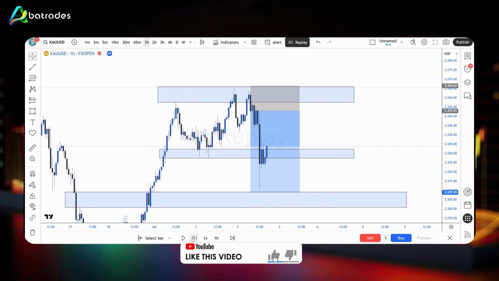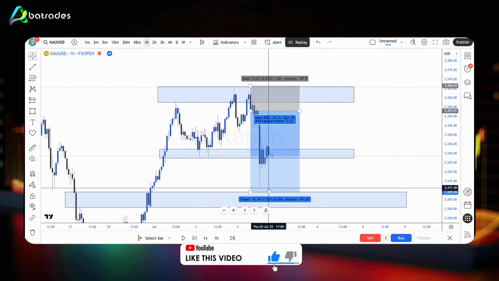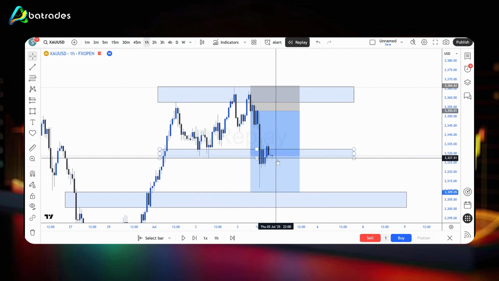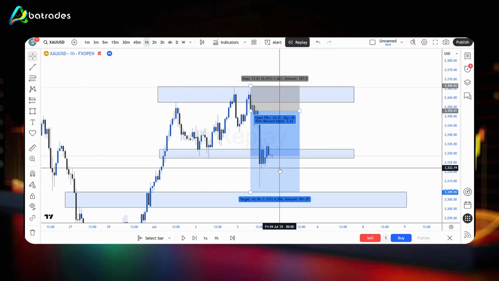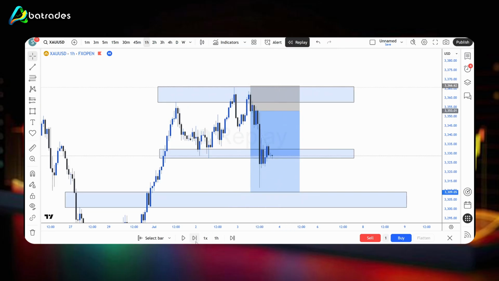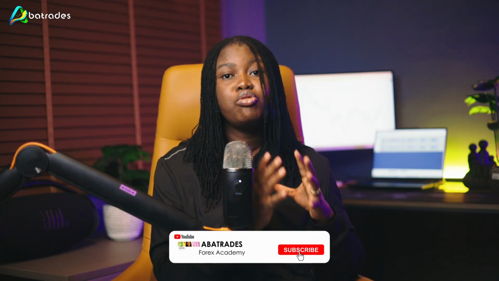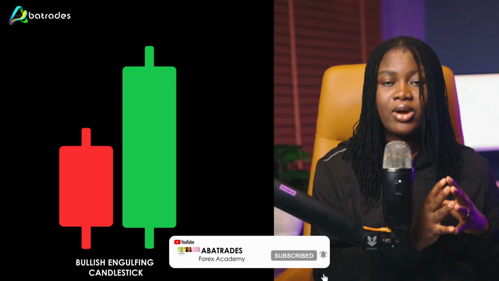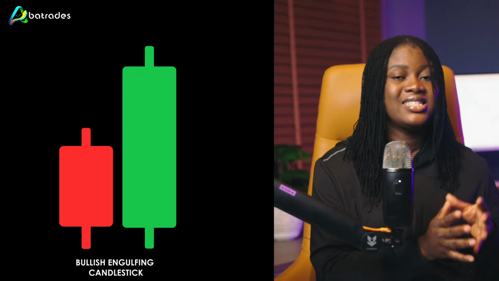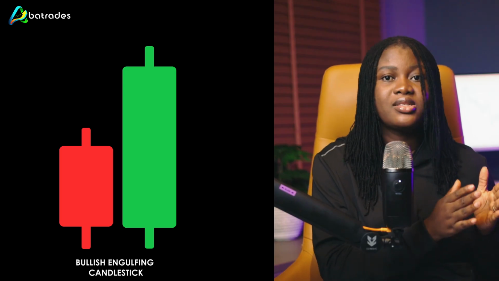So we have price smashing through and then coming close to our second take profit. There's a 1:3.23 risk to reward ratio, which is not bad at all. And the opposite of the bearish engulfing candlestick pattern is the bullish engulfing candlestick pattern. Now the bullish engulfing candlestick pattern is just the opposite of the bearish candlestick pattern.